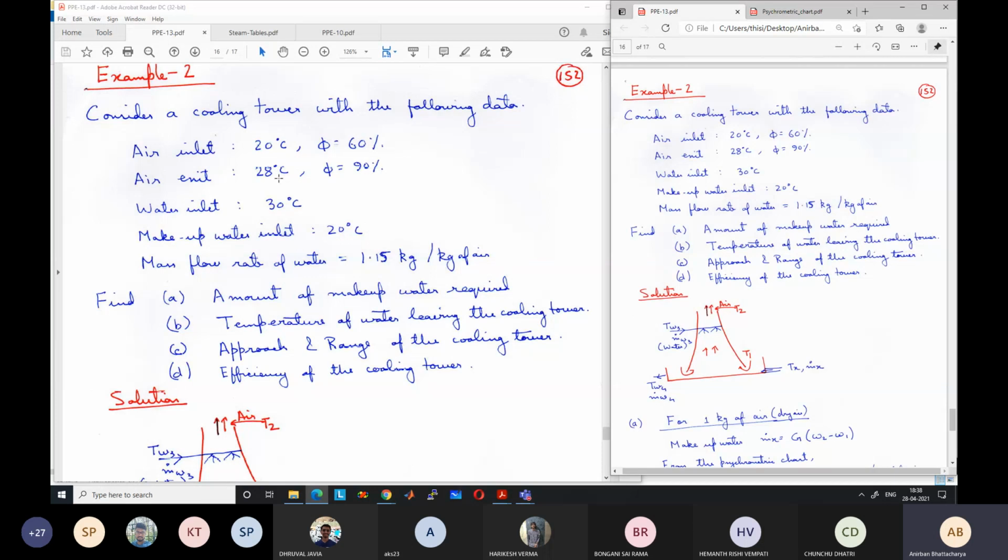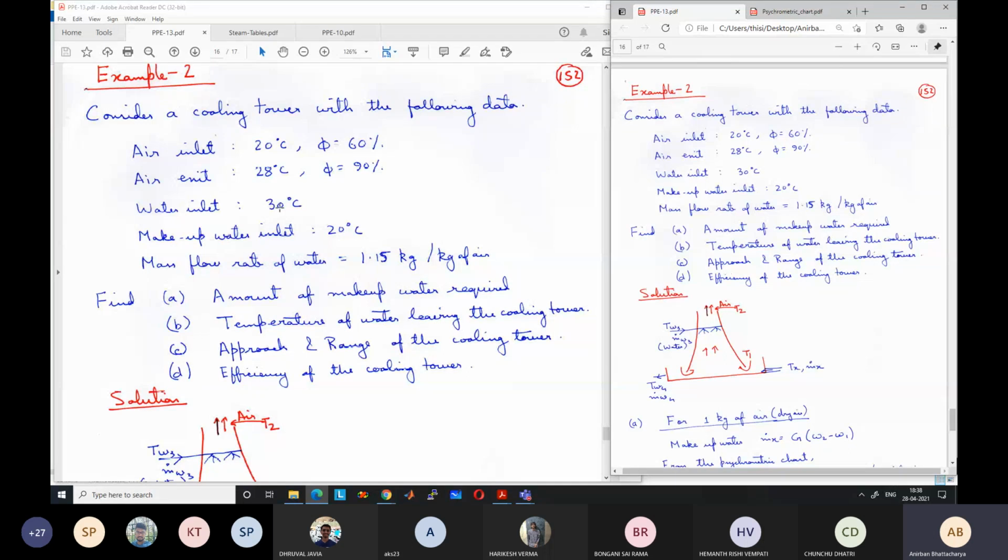Why does the temperature increase? Because it is exchanging heat with the hot water also. Because the water inlet temperature is 30 degrees centigrade, that increases the temperature of the air also. And then the relative humidity increases because of evaporation. So both the temperature and relative humidity have increased.